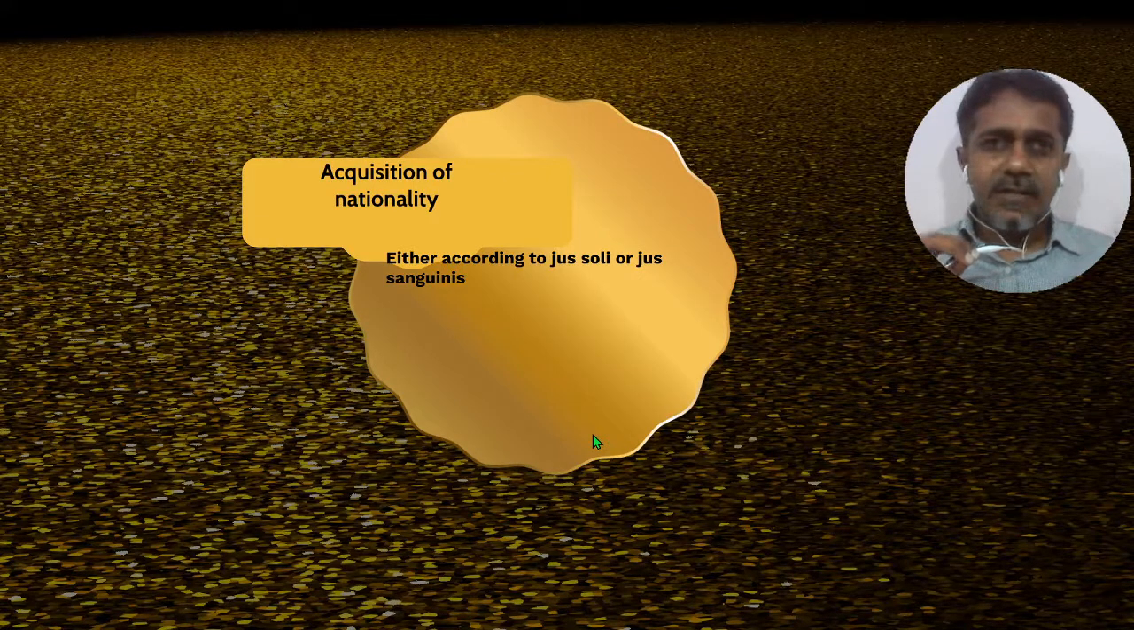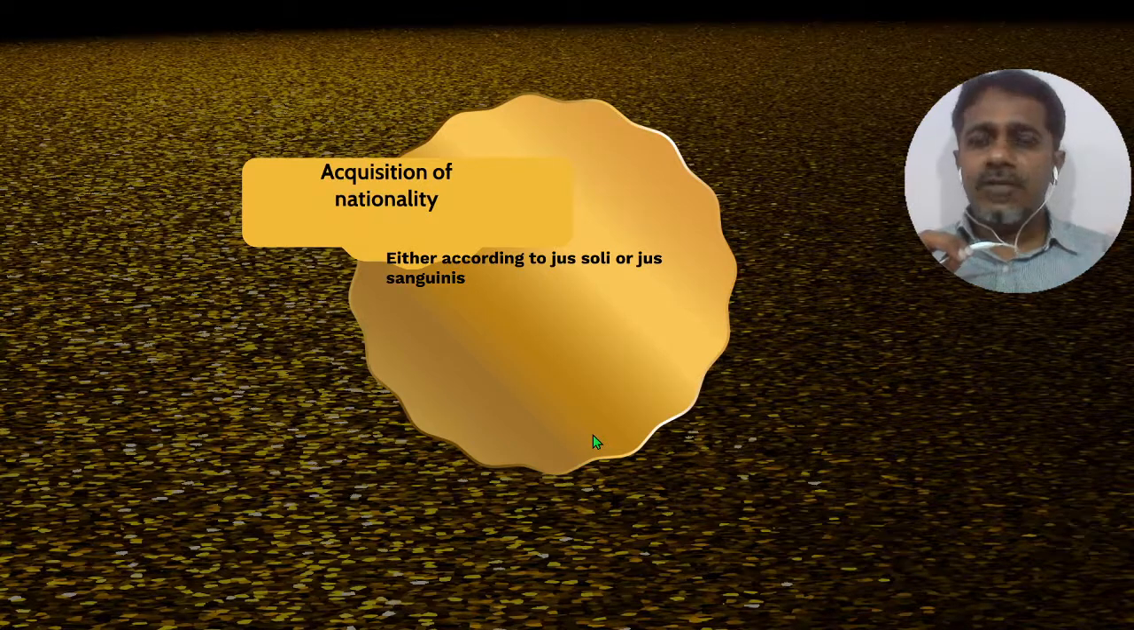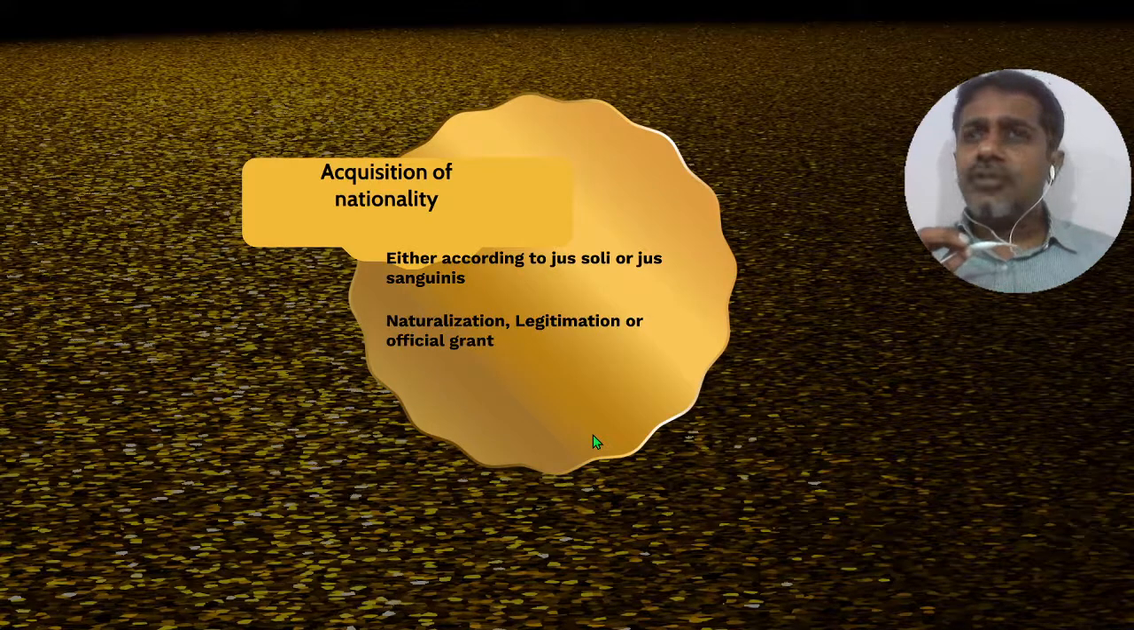First one is jus soli, that is, whether the place where the child has taken birth is within its territory or not. That's one factor. And along with that is, what is the nationality of the parents of the child? Both these factors play a very significant role throughout the world in deciding which nation the child belongs to. That's the first mode of acquisition of nationality, by birth. The two factors taken into consideration are jus soli and jus sanguinis. Apart from birth, which is the most common mode, the second one is naturalization, third one is legitimation, and fourth one is official grant.